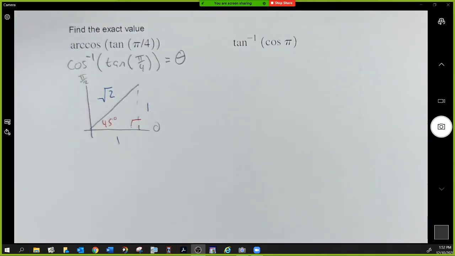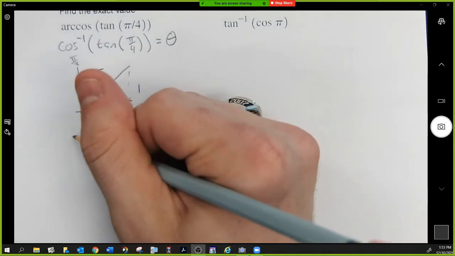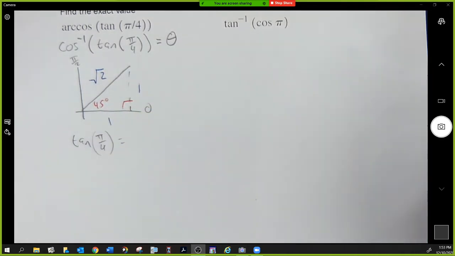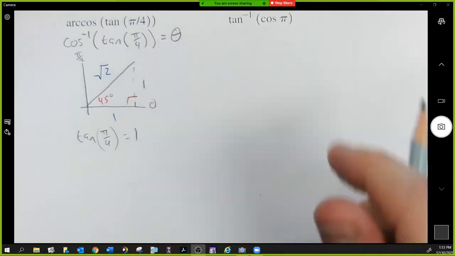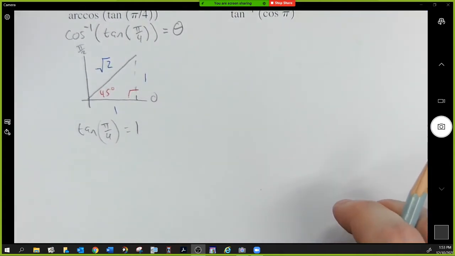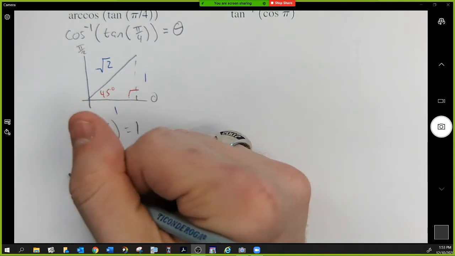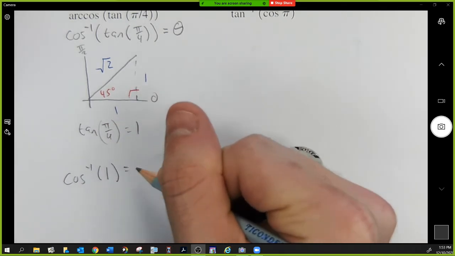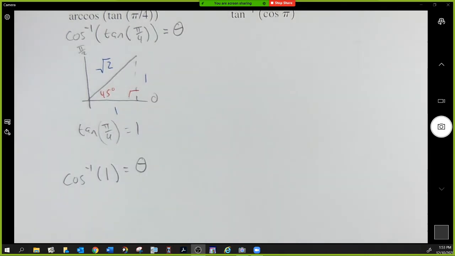So what is tangent of π/4? It's just 1, because it's y over x. So what we know here is that tangent of π/4 is 1 over 1, which is just 1. That tells us this question is actually asking for cosine inverse of 1. That's going to be our final answer.